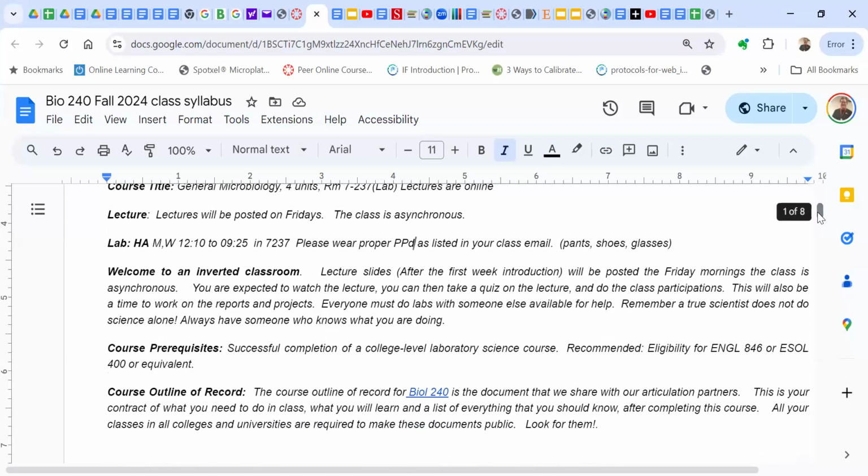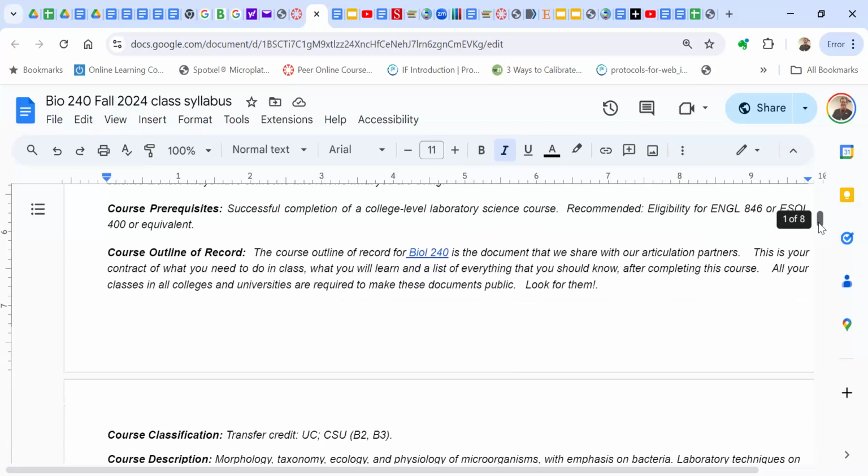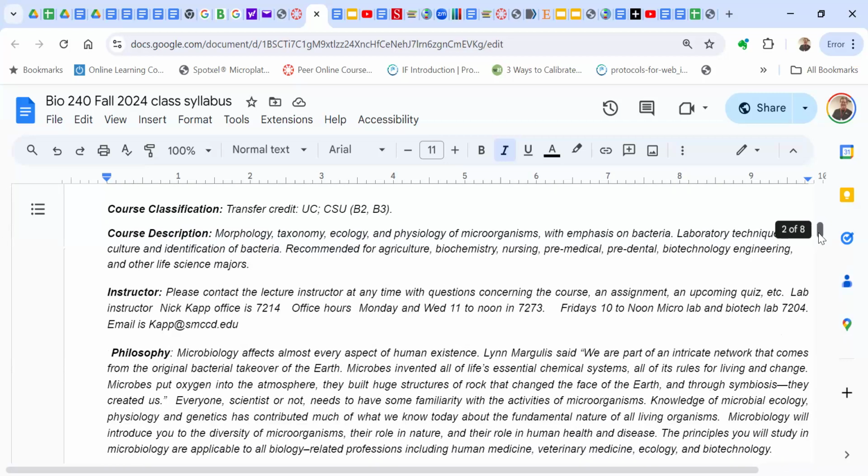Prerequisites for this course aren't much, in that you have basically had a laboratory class before, and that you have some proficiency in the English language. The course outline of record, I was on the Academic Senate for a number of years, is a document that we share with all of our articulation partners wherever you're going to go. You can show them our Biology 240, and it should show you what's inside the class. They may want to see a syllabus, which is this document here, or they may want to see that.